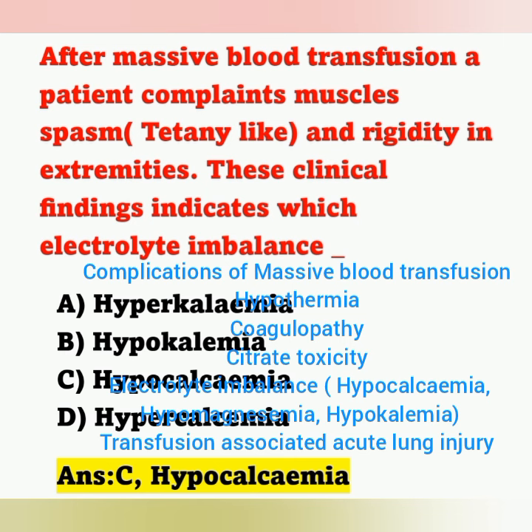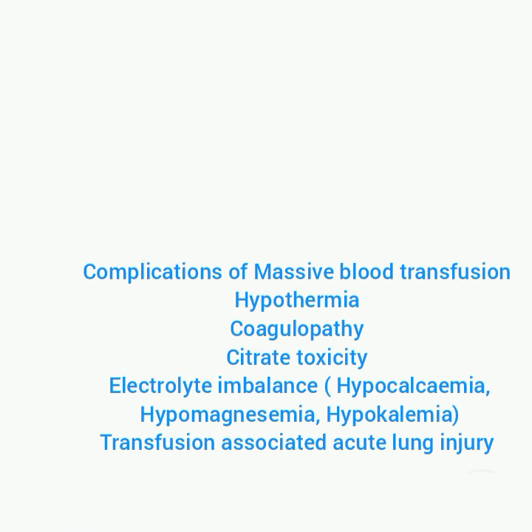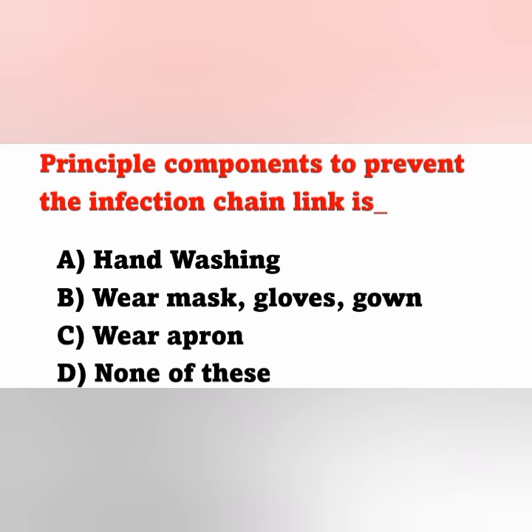hypocalcemia. And complications of massive blood transfusion include hypothermia, coagulopathy, citrate toxicity, then electrolyte imbalance, especially hypocalcemia, hypomagnesemia, hypokalemia, and also transfusion associated acute lung injury. These are all the complications of massive blood transfusion. Move on to the next question.